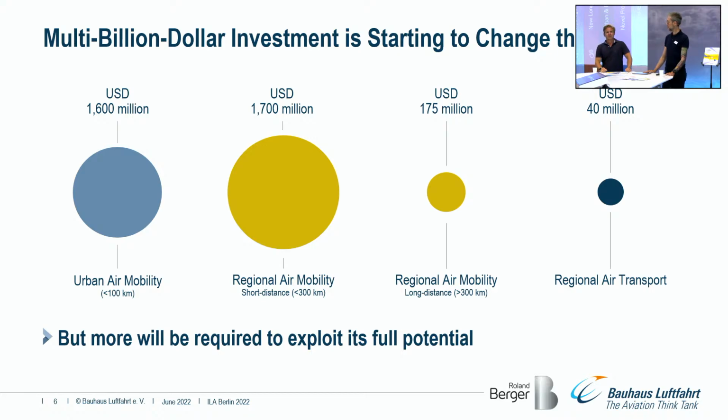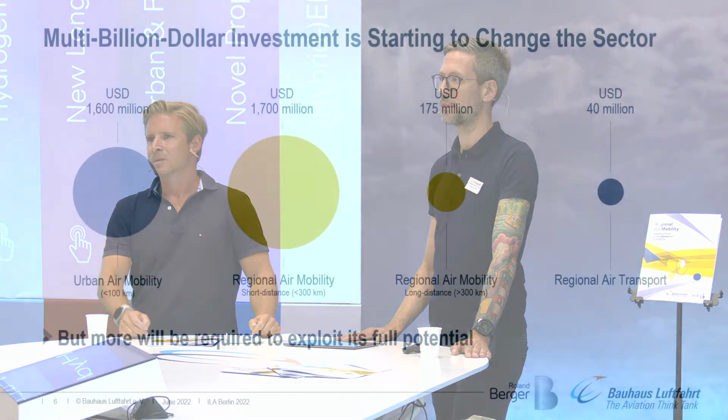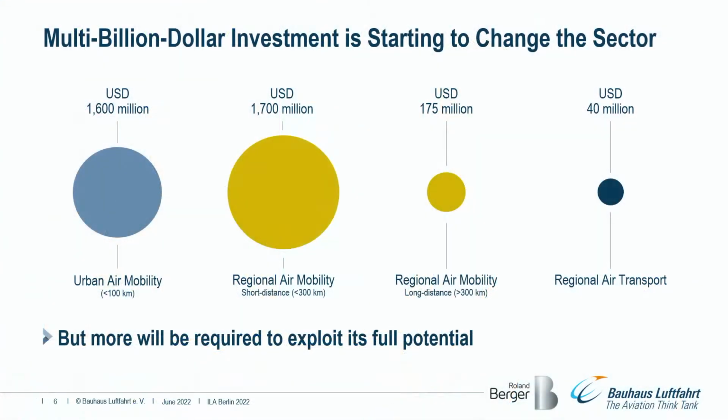From a company point of view, going to the right side is quite logical because you can use existing infrastructure. For the urban air mobility case, you depend on physical infrastructure in cities, such as vertiports and so on. This makes the market entry way more difficult compared to the regional air mobility long distance or short distance cases, where you can simply use existing small regional airports, for example. And you only need to upgrade these regional airports, for example, with electric or later on hydrogen facilities.